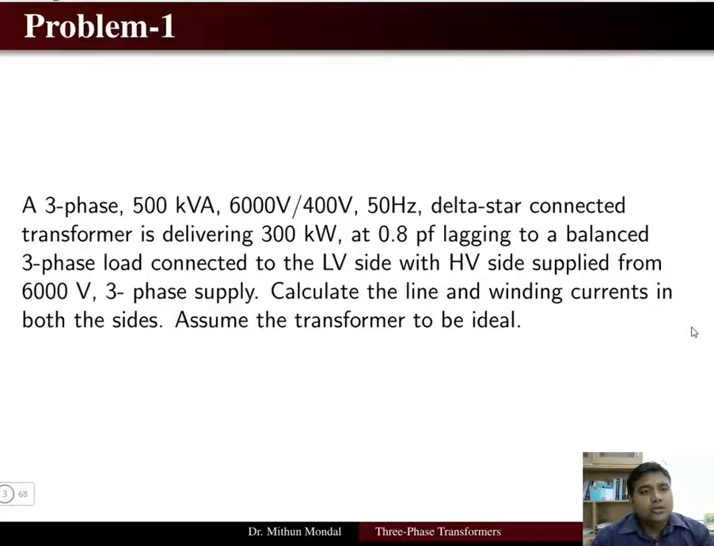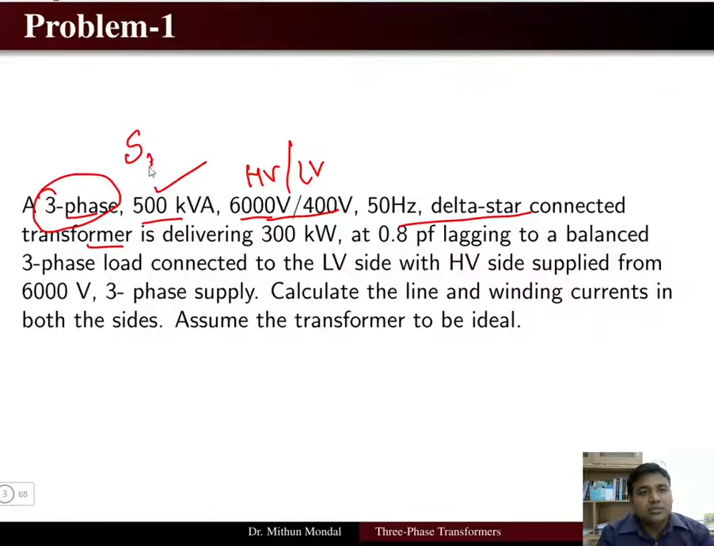So in problem 1 you have a three-phase 500 kVA, 6000 volt by 400 volt, 50 hertz delta-star connected transformer. Here one thing we have to see is that the rating of the transformer is 500 kVA, and the high voltage side and low voltage side ratings correspond to a three-phase transformer. So the power being given is the three-phase power, and the voltage being given is the line-to-line voltage. In order to solve the problem, we have to convert the quantities into single phase, and then put in all the formulas.